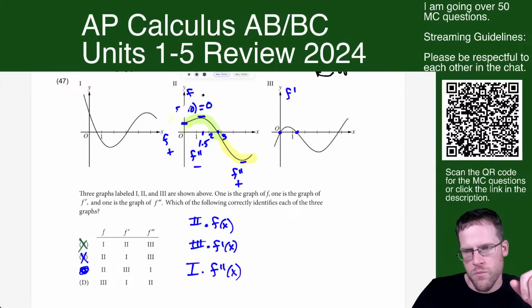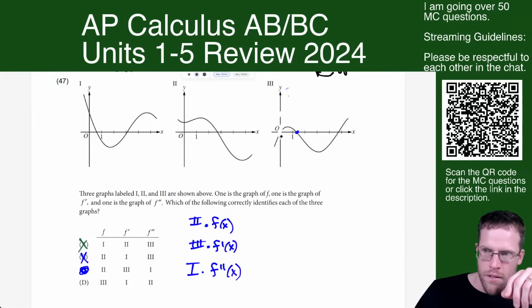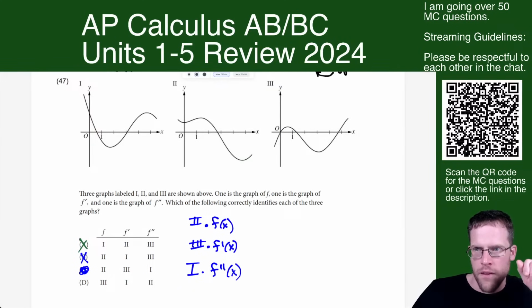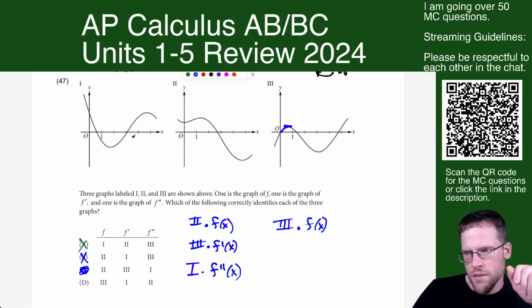So I'm just going to explore once more. Why not 3? So if we look at the last case here, if Roman numeral 3 were f, where's the contradiction? Why is this not possible? Well, this one here, it's going up, so f prime is positive, which they both are. And then there's a local max here. So a local max means we need a sign change from positive to negative.